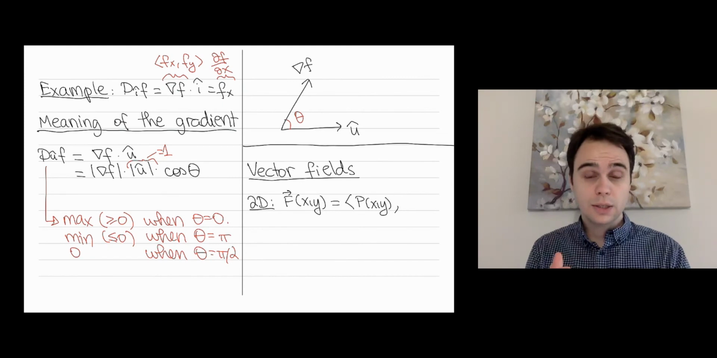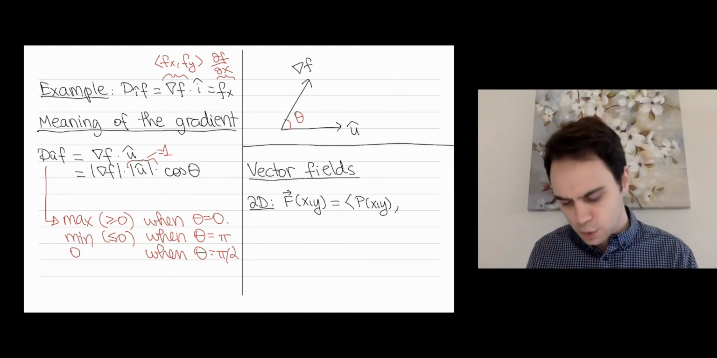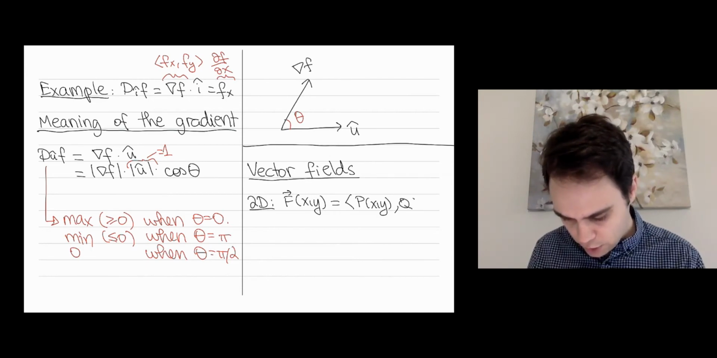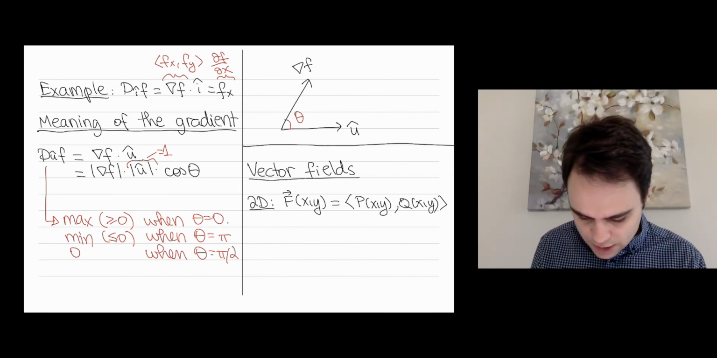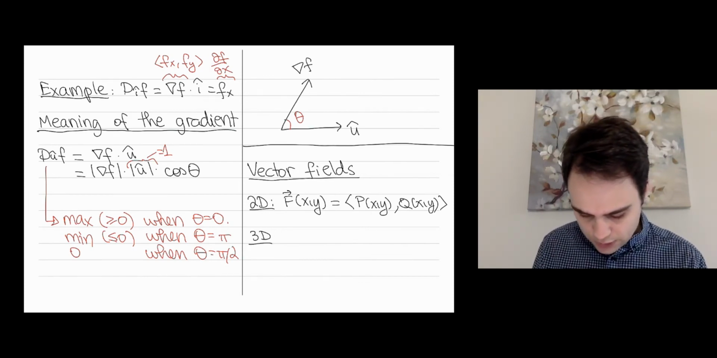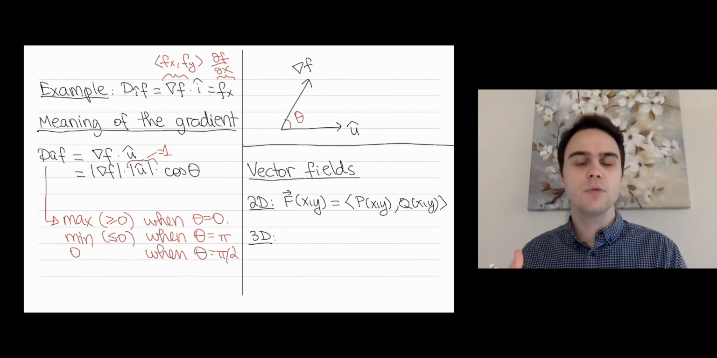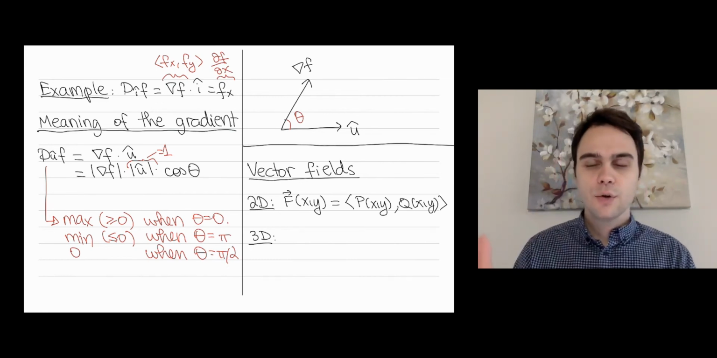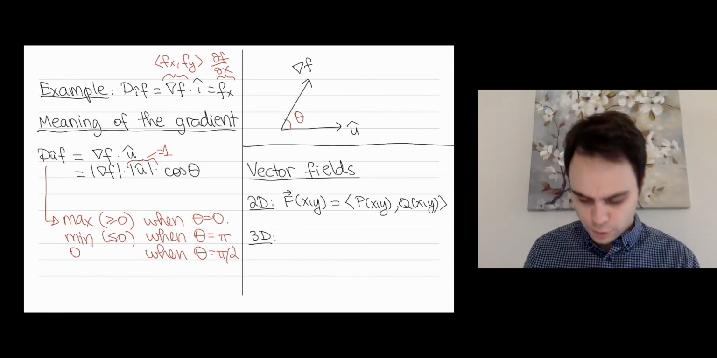The first component of the vector you get at a point x, y is going to be P of x, y, and the second component is going to be Q of x, y. And in 3D, we get a vector for each point. A vector field is an assignment of a three-dimensional vector for each point in three-dimensional space.